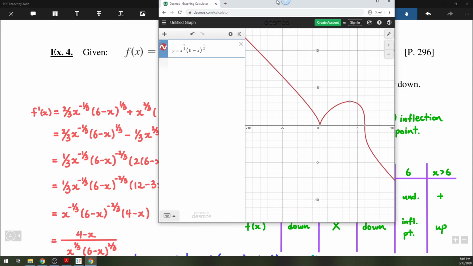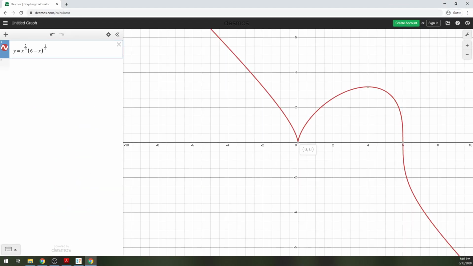Or sorry. So here's the function. So we do have the local minimum at (0, 0). We have the local maximum at x equals 4. And here we have the inflection point at (6, 0). So those match all the inflection points and local maximums and minimums that we found. And so that's good.